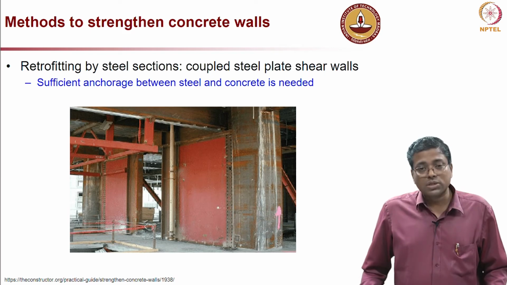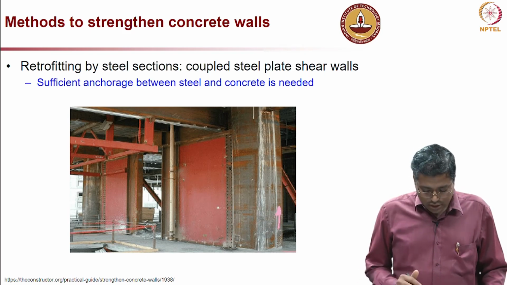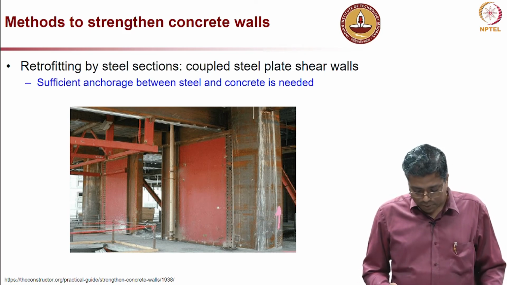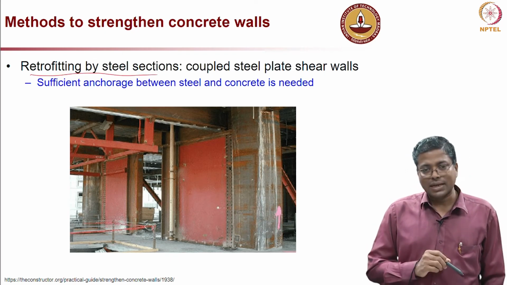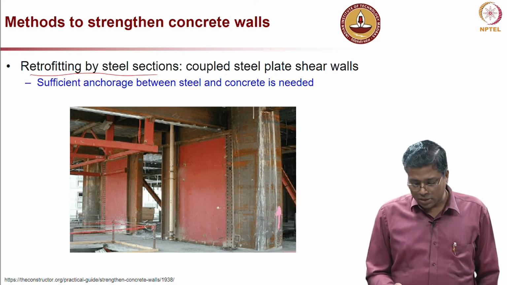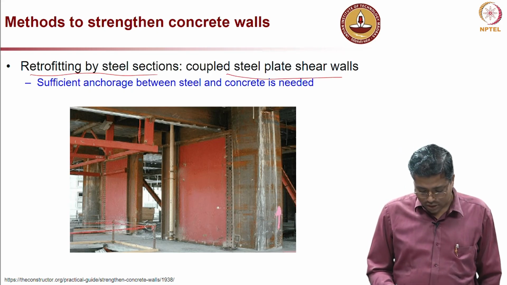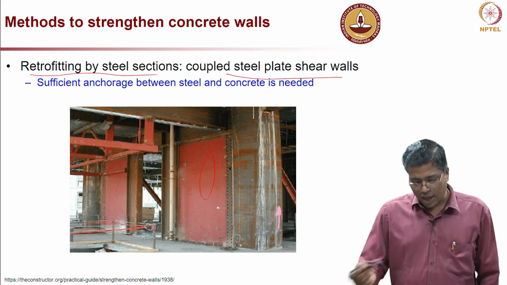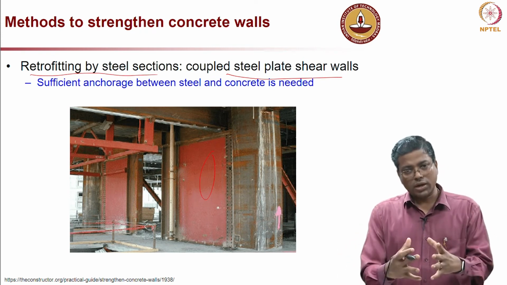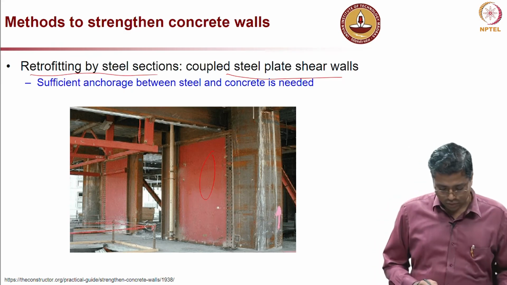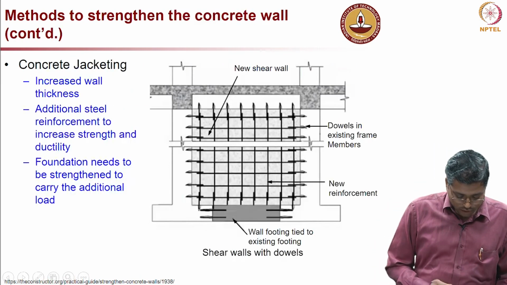Now, methods of strengthening the walls. Here is an example where you can see a steel plate attached. This is retrofitting by steel sections, a coupled steel plate shear wall. You have a steel plate on this side and on the other side of the wall also, and that is bonded well to the existing wall. So, that is one way of enhancing.